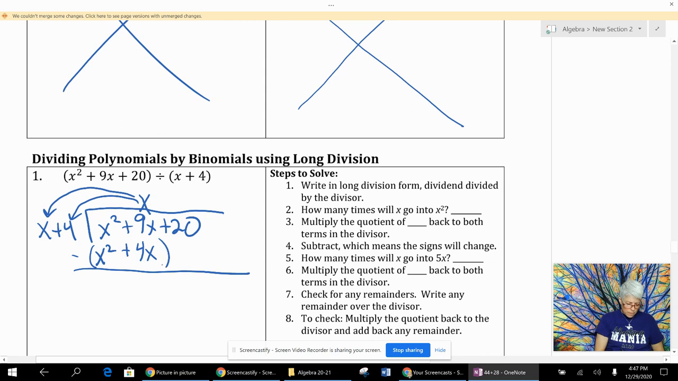Subtract the whole thing, which changes all the terms. 9x minus 4x is 5x, and these cancel. Bring down the 20. Oops, let me go ahead and fill this in.